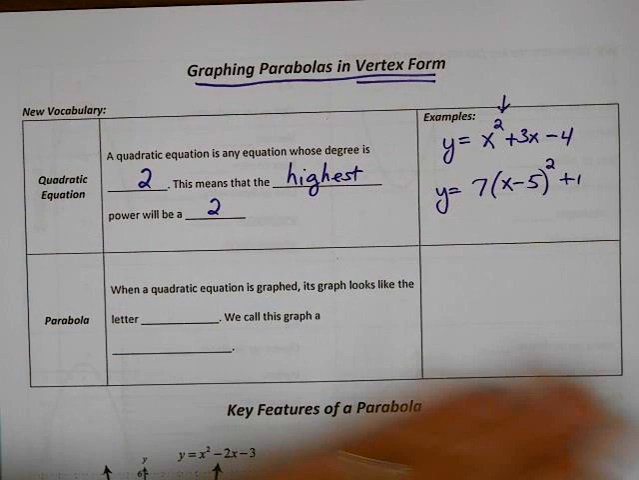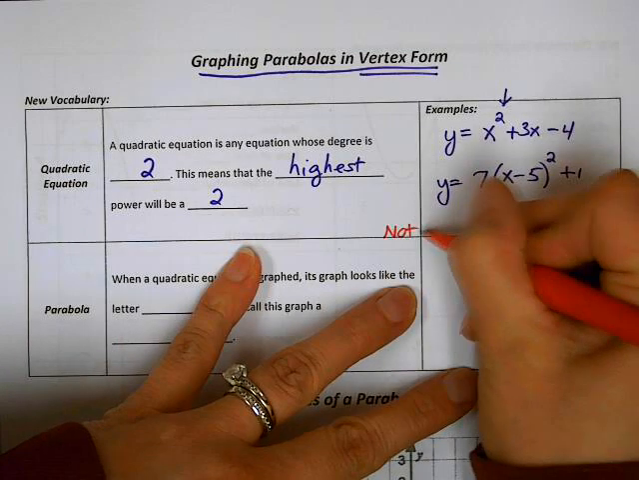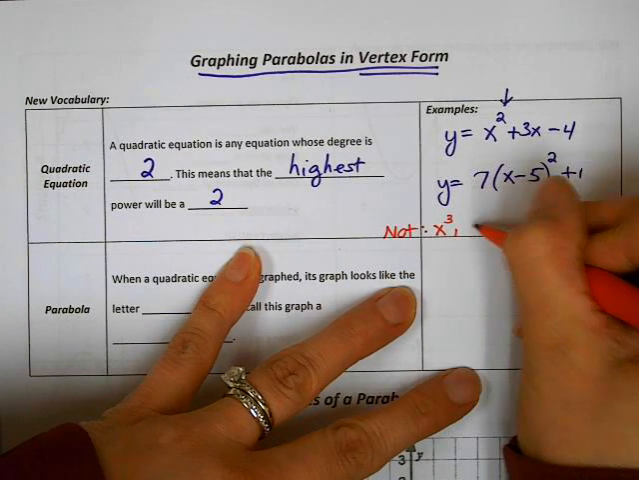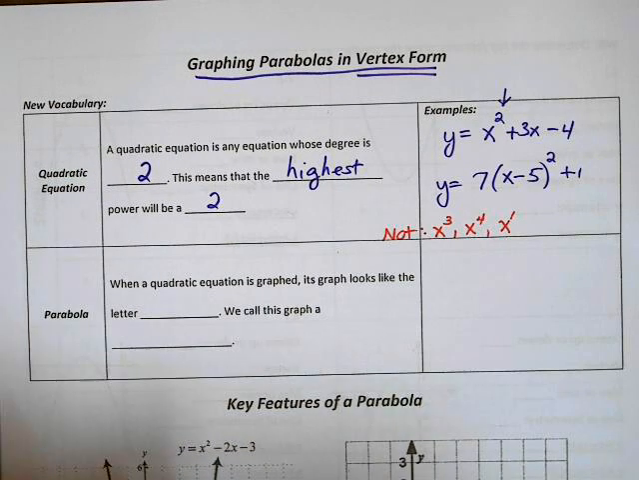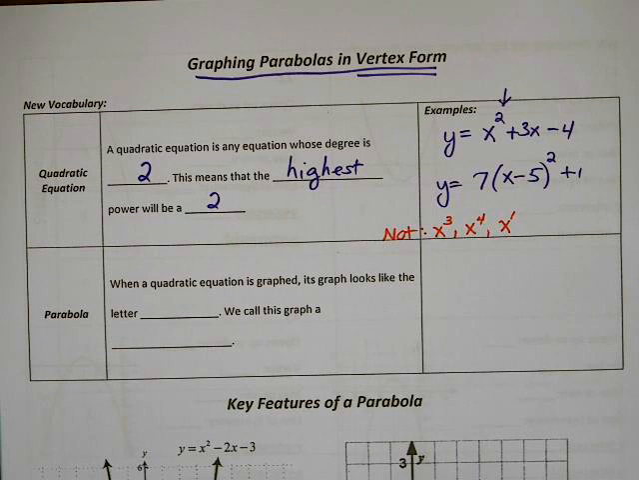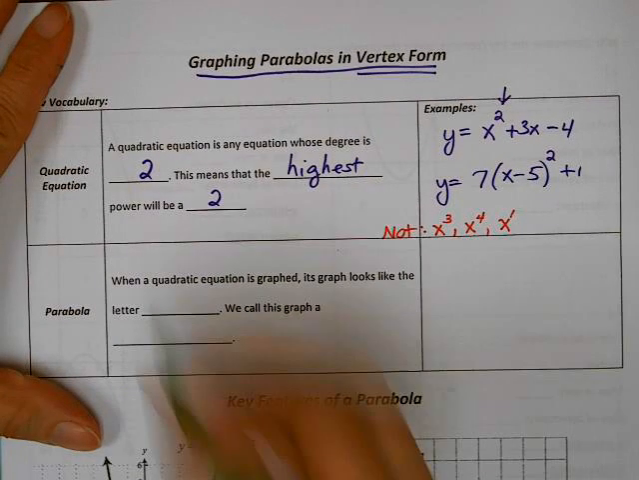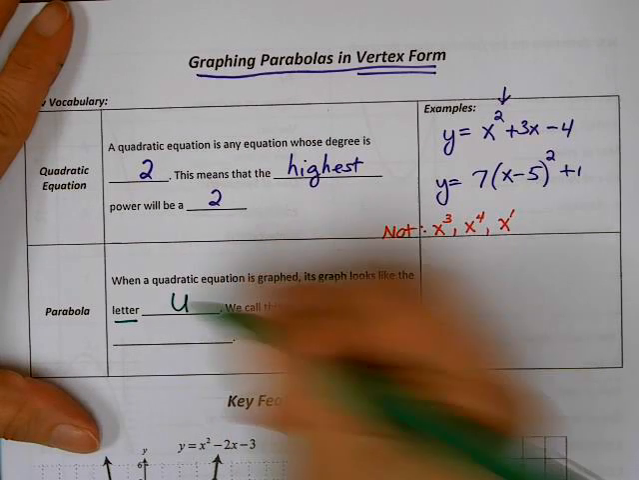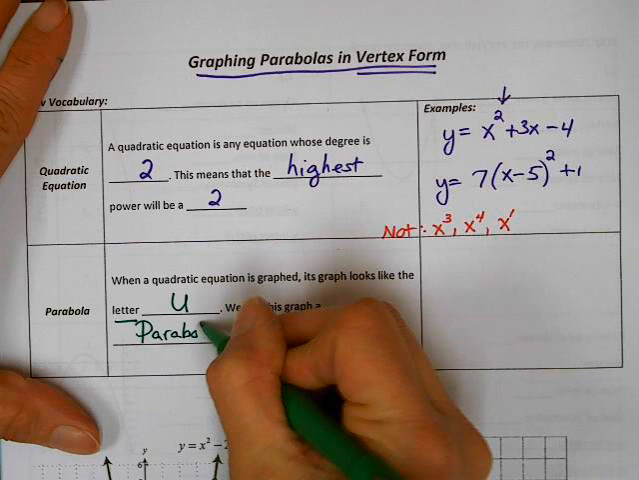Okay, not x to the third. Let's just write a note, okay? Not x to the third, not x to the fourth, not x to the first. We're talking about x to the power of 2. When the quadratic equation is graphed, it looks like the letter U. And we call this graph a parabola.